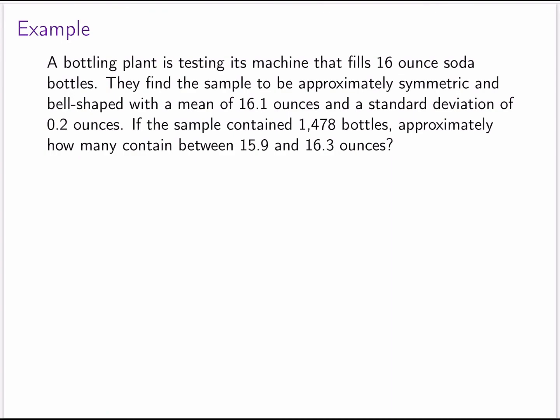All right, so let's look at one more. So we're still at that bottling plant. We still have a mean of 16.1 ounces. And we still have a standard deviation of 0.2 ounces. So now we have a sample that has 1,478 bottles, and we want to know how many contain between 15.9 and 16.3 ounces. So again, I'm going to draw a picture to help me.